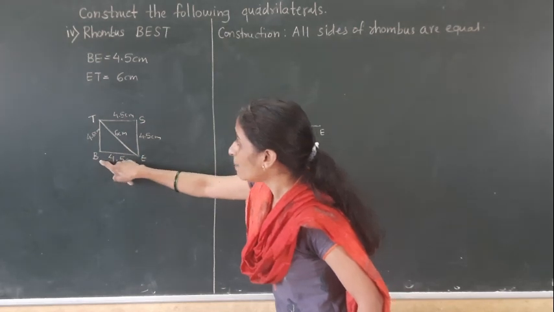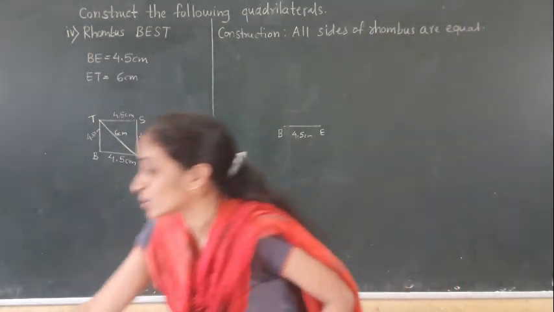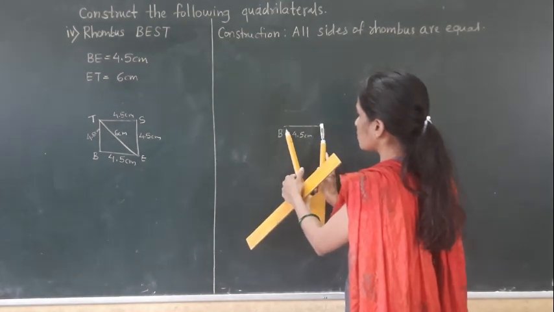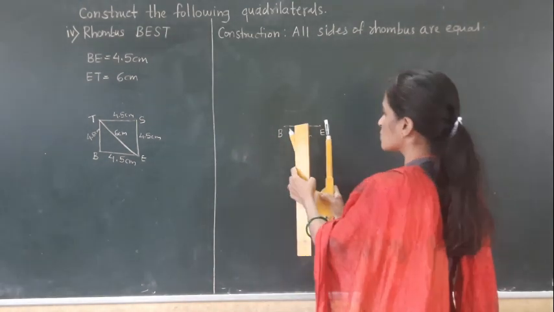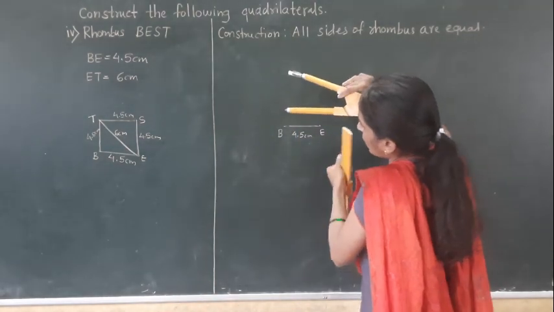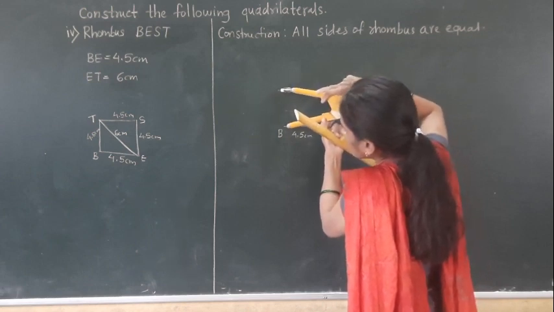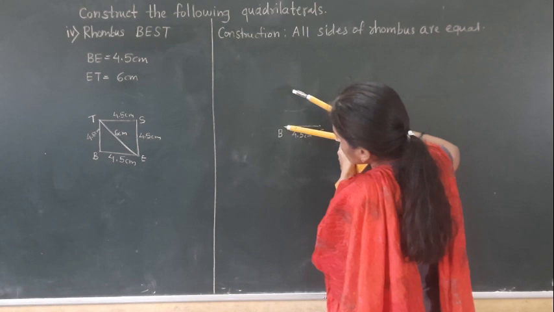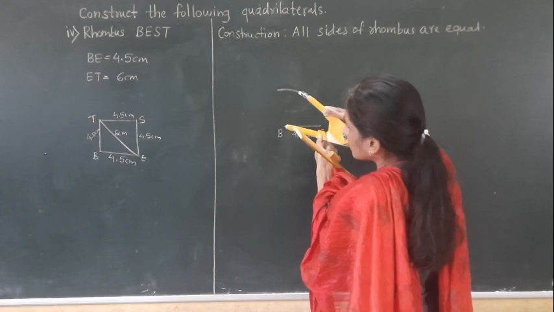Now what can I draw? BT I can draw, or not? It is also 4.5 cm. So now take the compass, take 4.5 cm measurement in your compass. You can use your scale also. I will use this same measurement. So with B as the center and 4.5 cm radius, draw an arc.